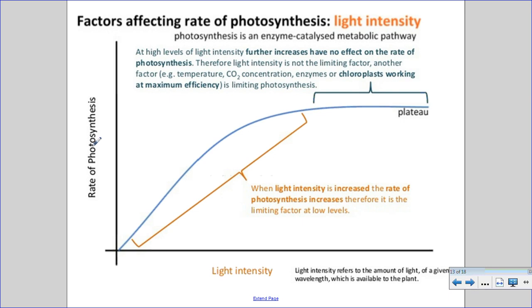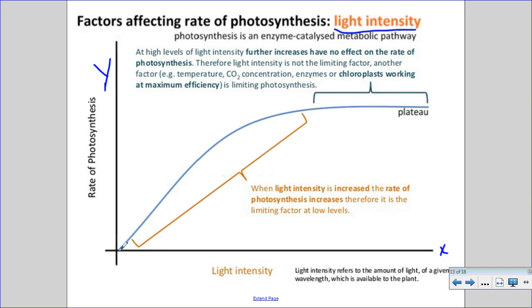Now, there are factors that do affect the rate of photosynthesis. So, for example, light intensity is one factor that will affect the rate of photosynthesis. At high levels of light intensity, further increases in light have no effect on the rate of photosynthesis. If we have a look at this graph here, we have our light intensity on our x-axis, our rate of photosynthesis on our y-axis.